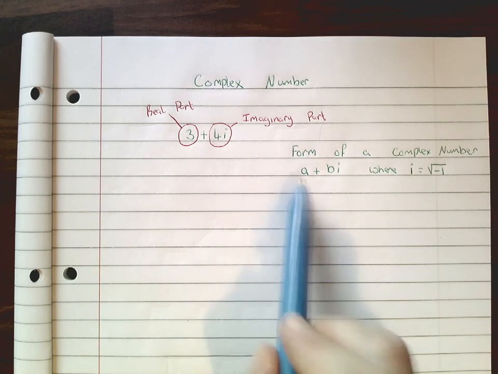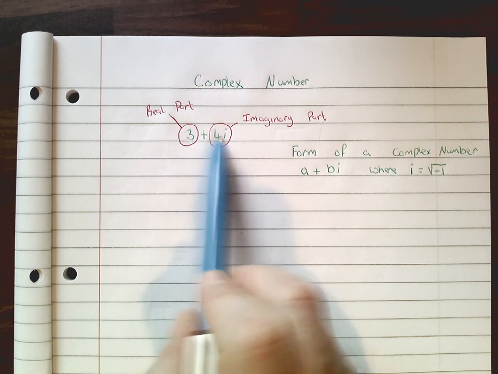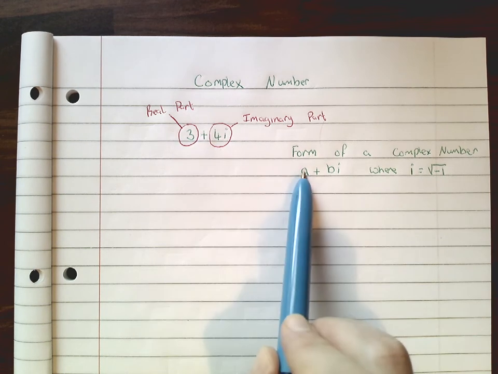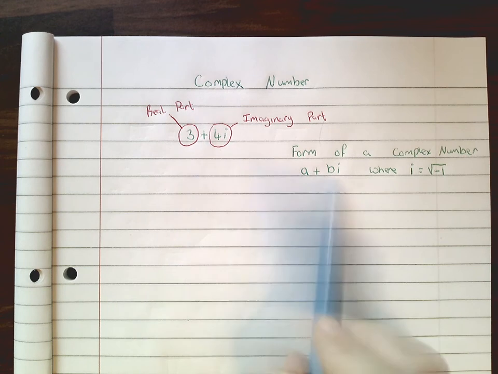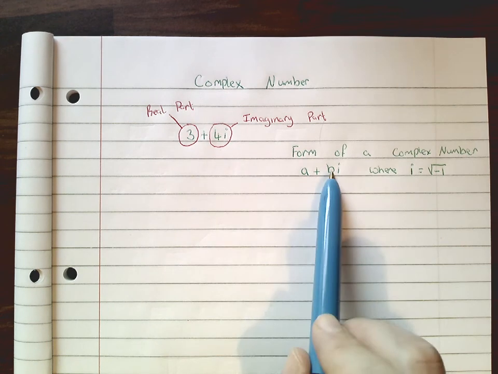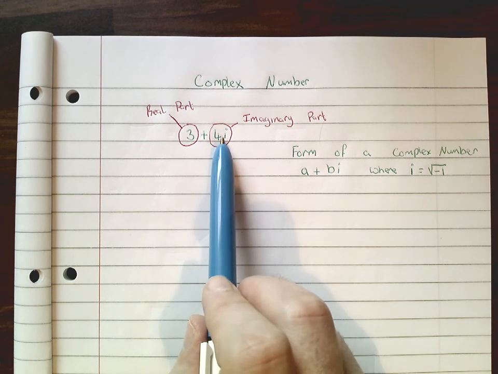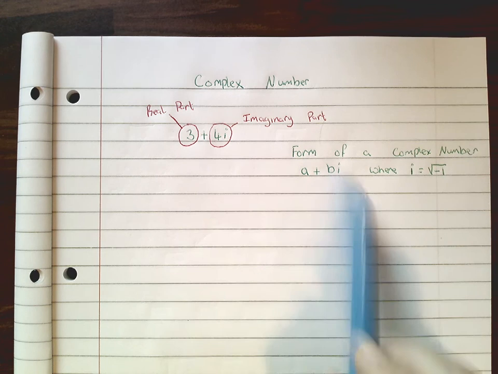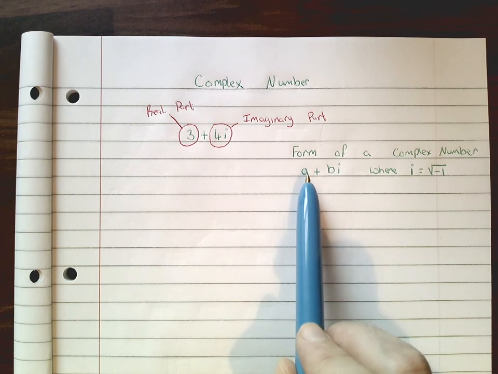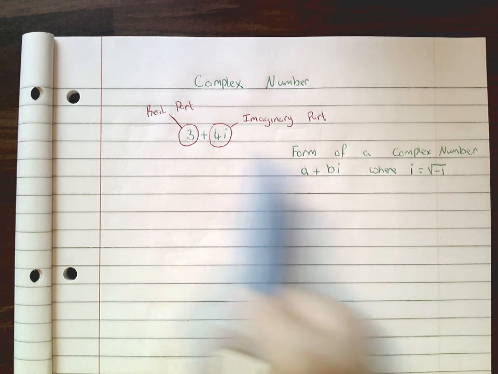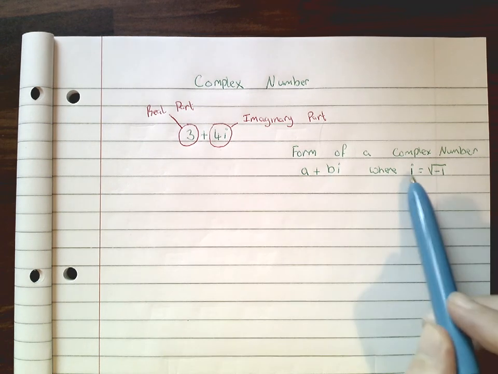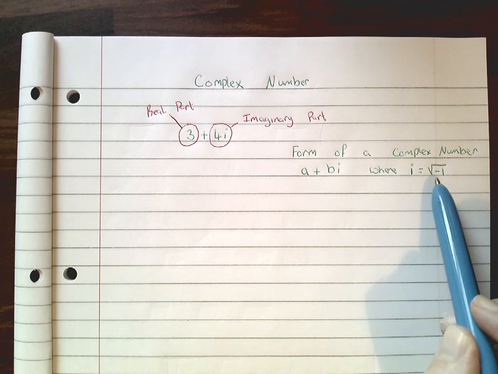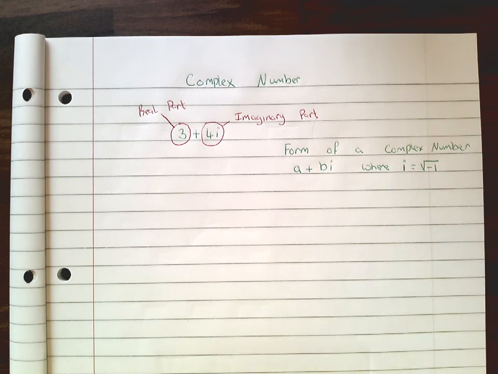So if we take this example here, this 3 is represented by the a, and then this 4 is represented by the b. Notice that the 4 is the coefficient, the number in front of i. So in the general form, this part is the real part, a, plus b is the coefficient, which in this complex number is 4, and then i. And remember, i is just equal to the square root of -1, and we looked at that in the last lesson.